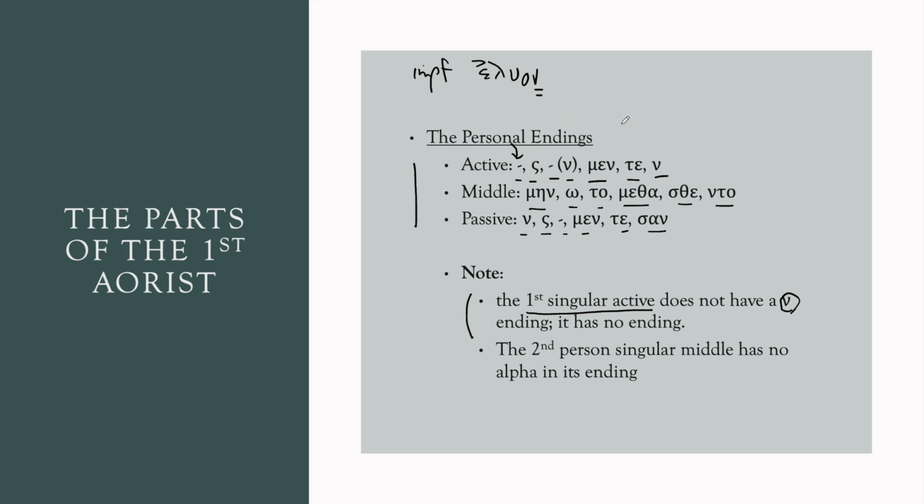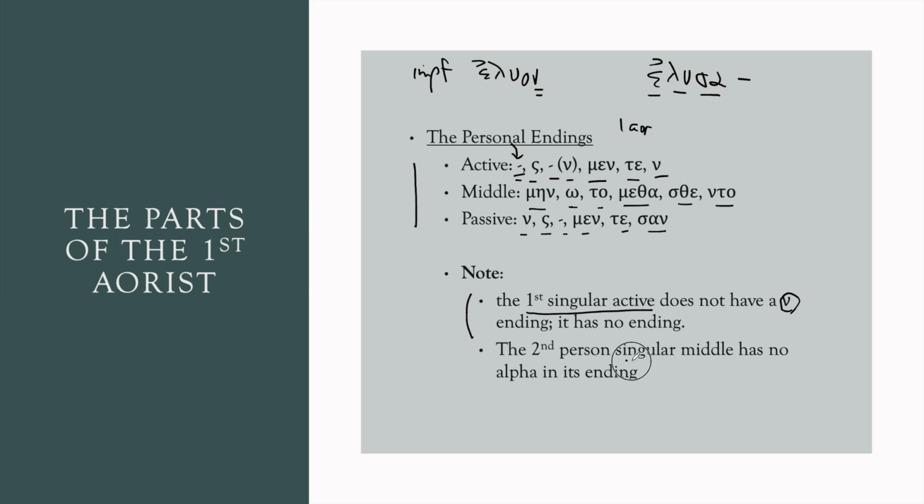The first aorist, first singular, doesn't have a nu. It's just a zero ending. So that's why you get elusa: augment, verb stem, tense formative, zero ending. So that's what's happening there.